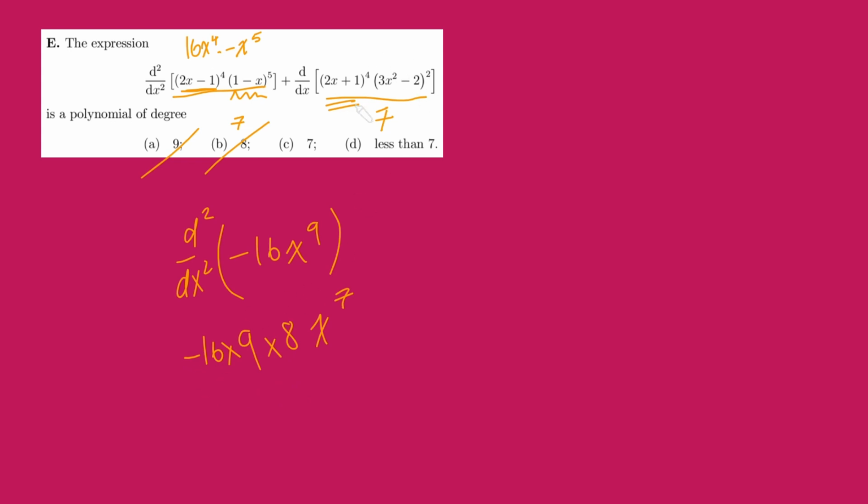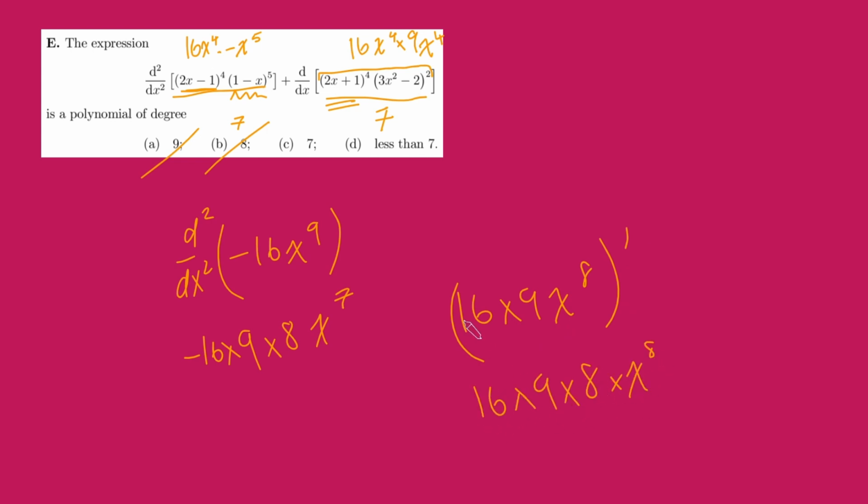Cool. What about this guy? What's the coefficient of x to the 7 in this thing? Well, let's think about x to the 8 in this guy. That's going to be 16x to the 4 multiplied by 3x squared squared, so that's going to be 9x to the 4. So that's going to be 16 times 9 times x to the 8. And then we're differentiating that. So it's going to be 16 times 9 times 8 times x to the 7, sorry. And so you can see the coefficients are precisely the same, except one is the negative of the other, and so they will indeed cancel out.